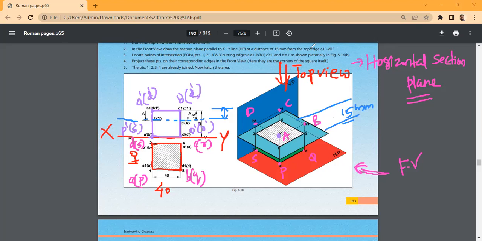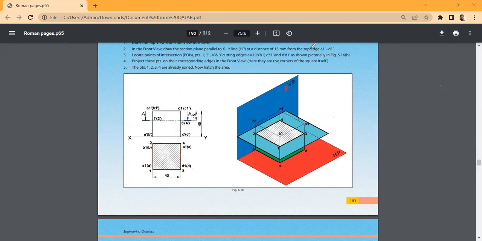Then how many cutting points here? Four. So listen, this is my cutting plane, right? And this cutting plane cuts this edge, this edge, this edge, and this edge.